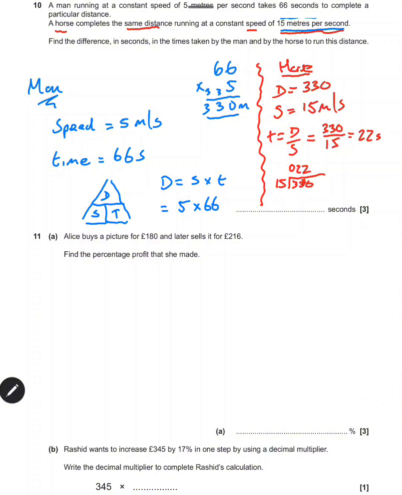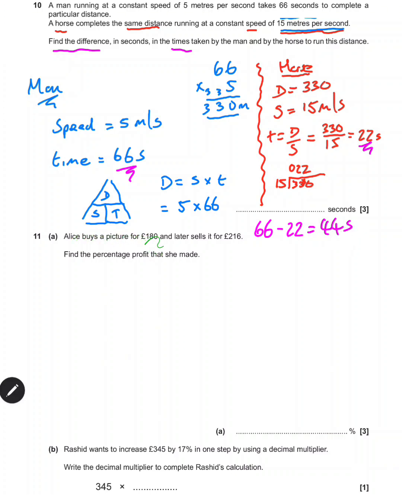Don't forget to actually answer the question. What's the difference in the times? Well, the man takes 66 seconds. The horse takes 22 seconds. 66 take 22 is 44.